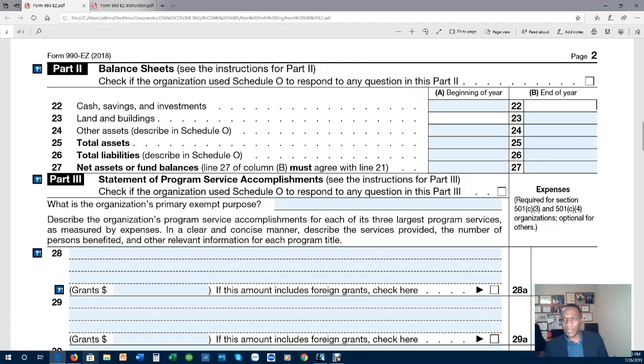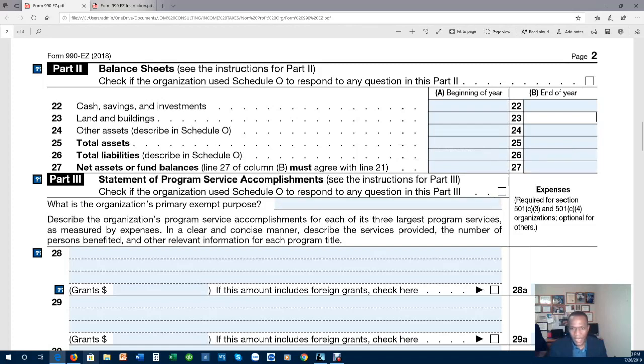Land and buildings, the value of your land and buildings, and here as well the value of your land and buildings, beginning of year, end of year. If your fiscal year begins, for example, October 1st, you will indicate the beginning of your year, and then the end of year, whichever it is. Other assets described on Schedule O, same thing here. Total assets, your total assets from your balance sheet again. Total liabilities described on Schedule O will be here. Net assets or fund balances, line 27 of column B must agree with line 21, based on your balance sheet.